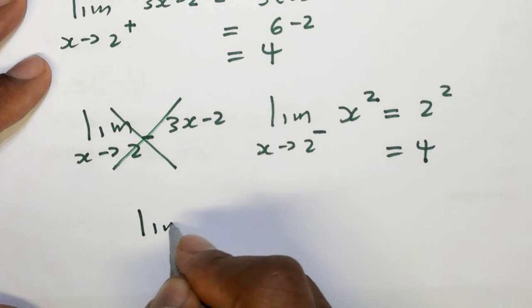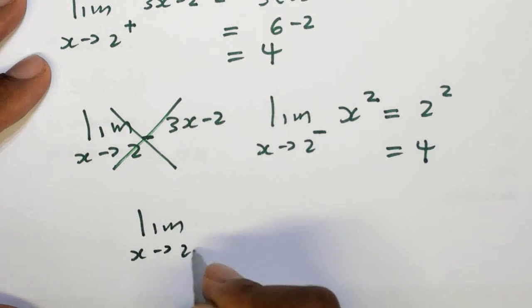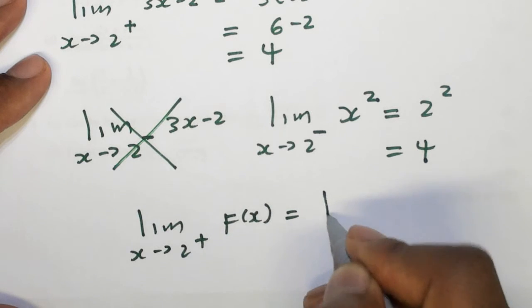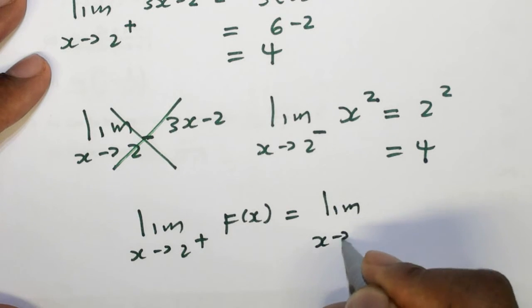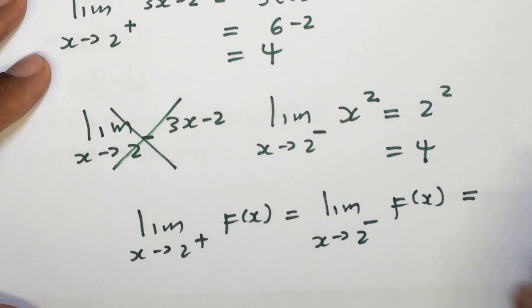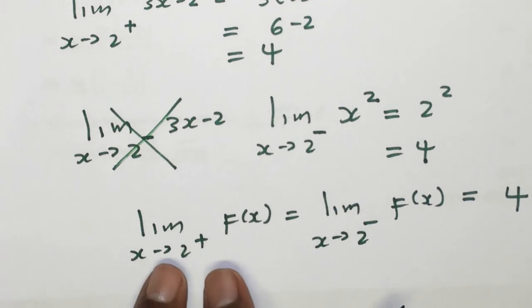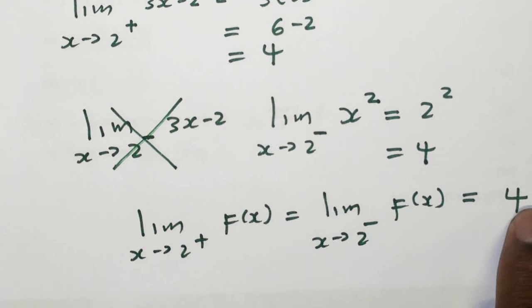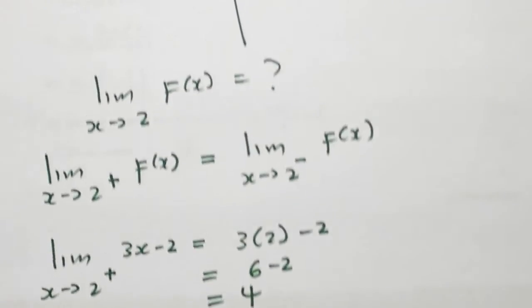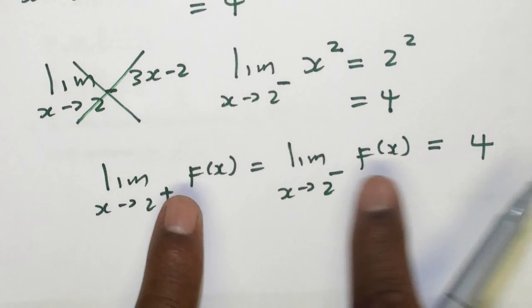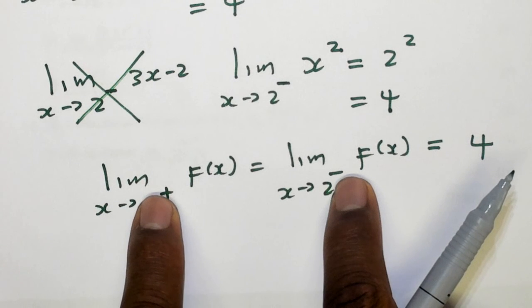Now you can see that the limit as x approaches 2 from the positive side is the same as from the negative side, which equals 4. So if the limit from the left and the limit from the right are equal to the same value, we can conclude that this is equal to 4. If these two were not equal, then the limit would not exist.